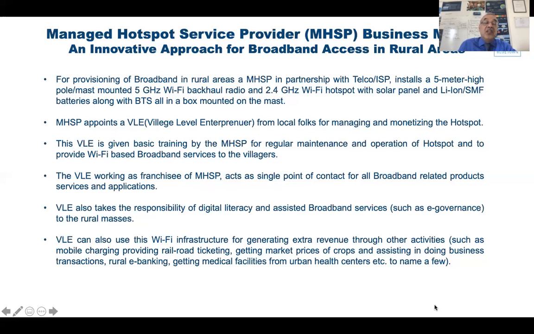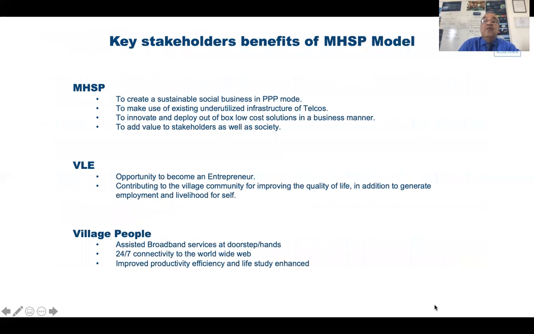In addition, he can also make use of Wi-Fi infrastructure for generating extra revenue through other activities like mobile phone charging, providing railroad ticketing, getting market prices of crops, assisting in doing business transactions, rural e-banking, e-health, getting medical facilities from rural. All these can be value-added services provided by the VLE, who is basically providing the broadband access. So that can be another revenue stream for them. And these are basically the key benefits of this model.